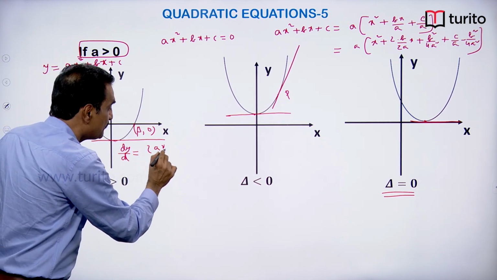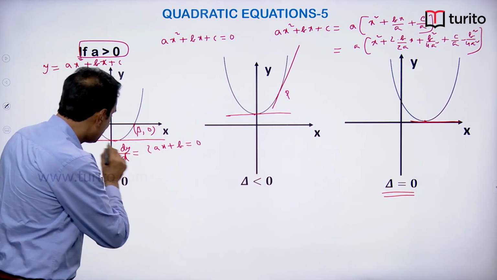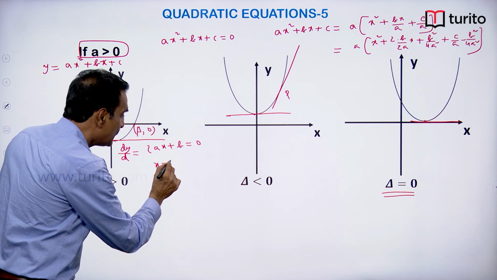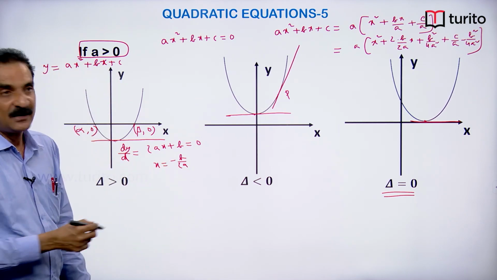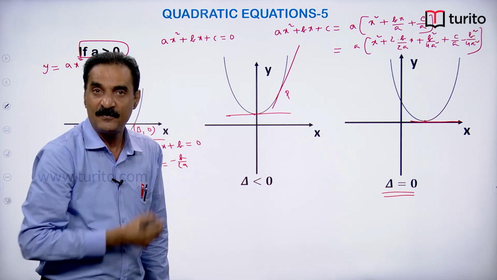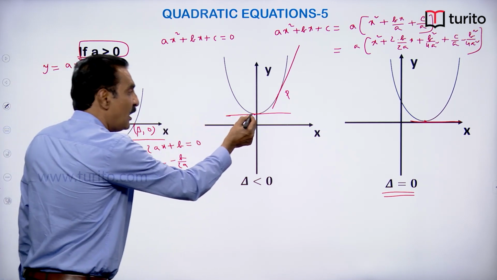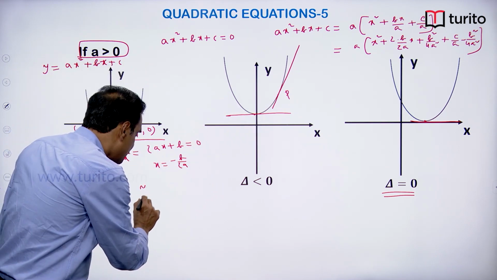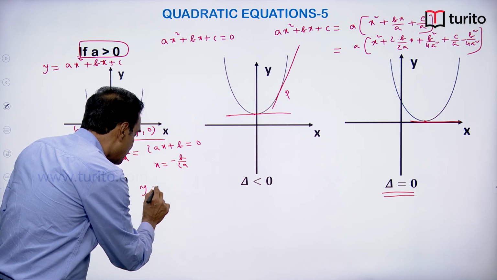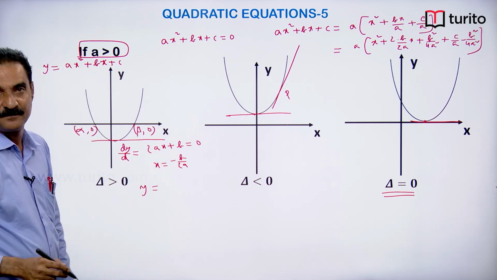2ax plus b. If it is 0, what is the value of x at this point? Minus b by 2a. So, the x coordinate of the bottommost point, which is called the vertex, is minus b by 2a. Then, how do you get the value of y? If you want y, you substitute this x coordinate in this equation.